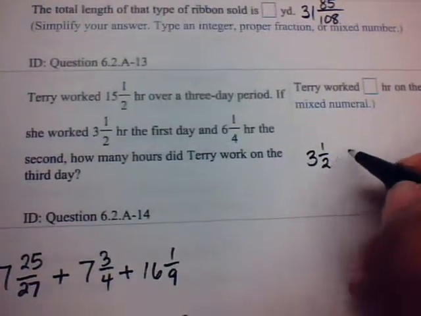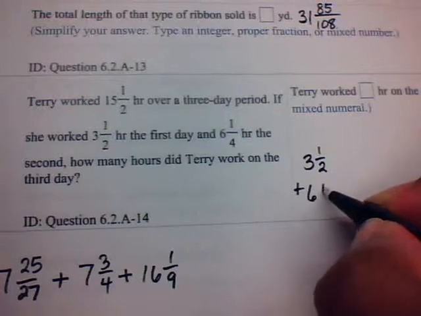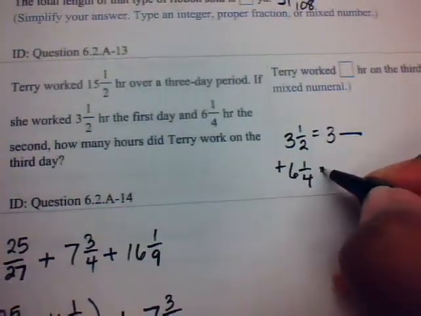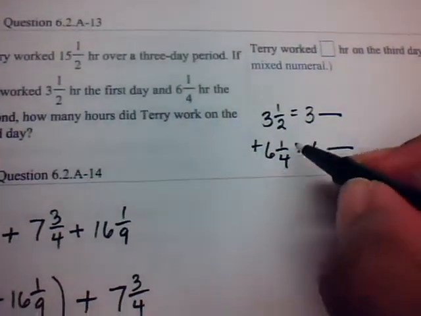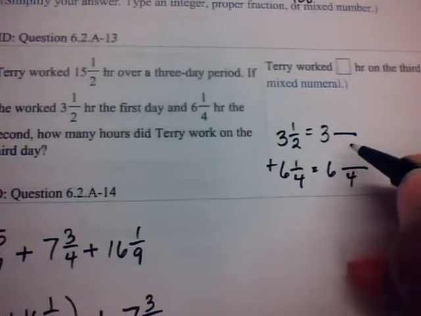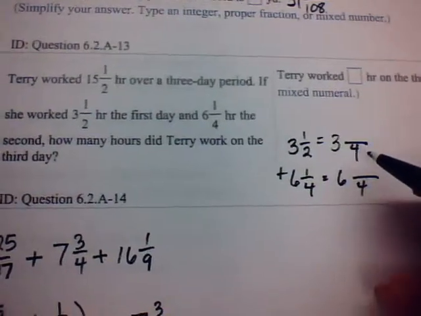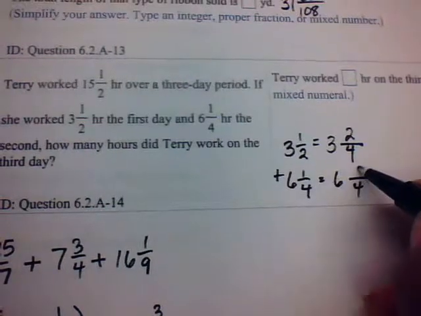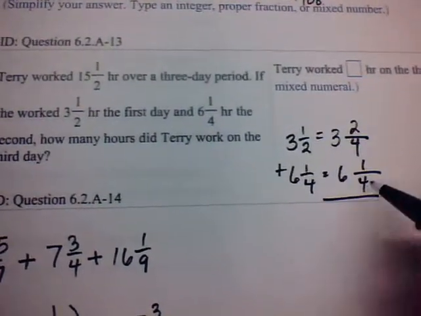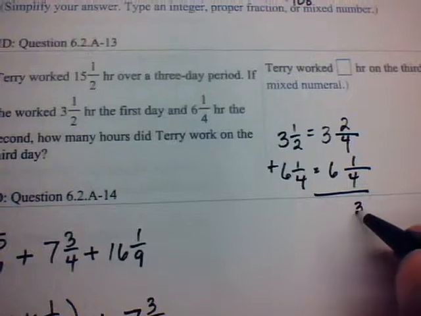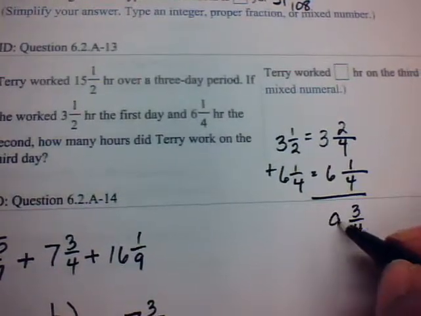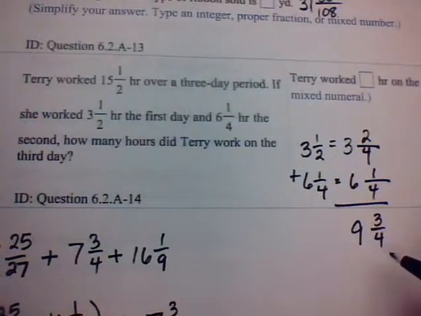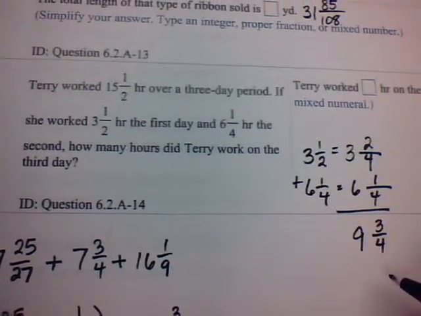3.5 plus 6.25. Now here the common denominator of 2 and 4 is simply going to be 4. So here an equivalent fraction of 1/2 is 2/4, and the 1/4 will stay the same. So add 2/4 and 1/4, you're going to get 3/4. Add 3 and 6, you're going to get 9. So Terry worked 9 3/4 hours on the first 2 days.